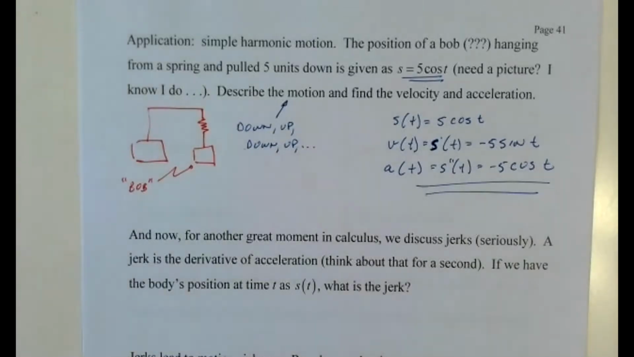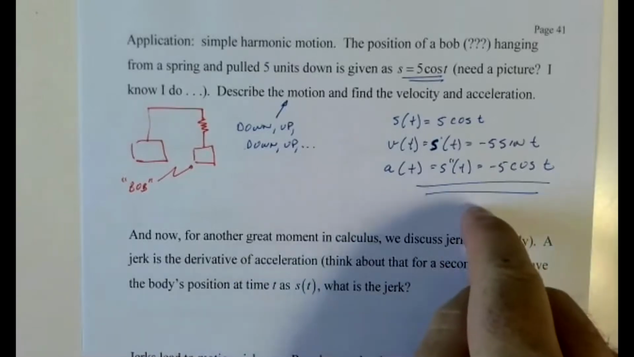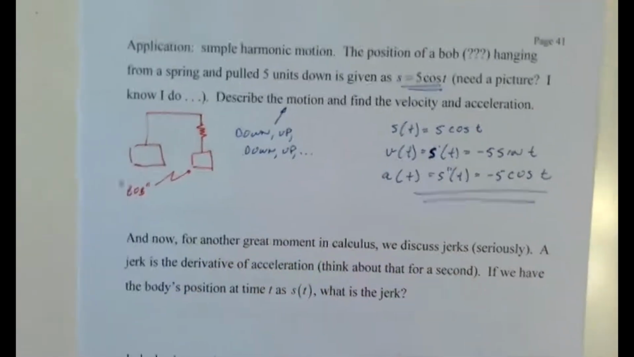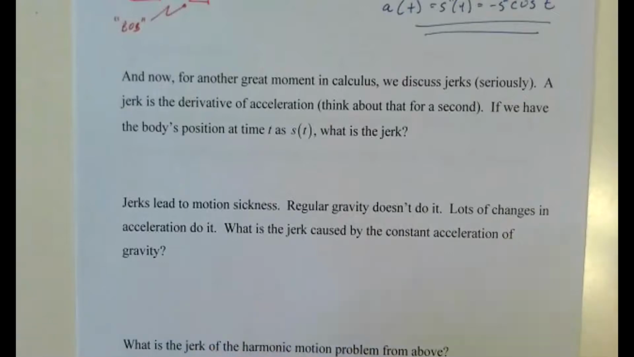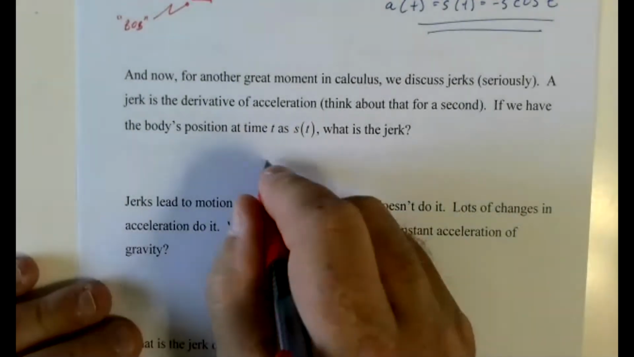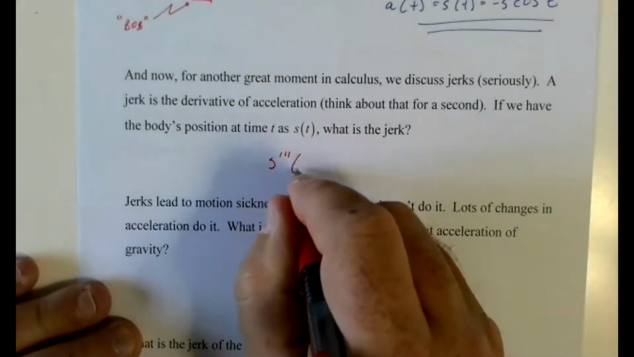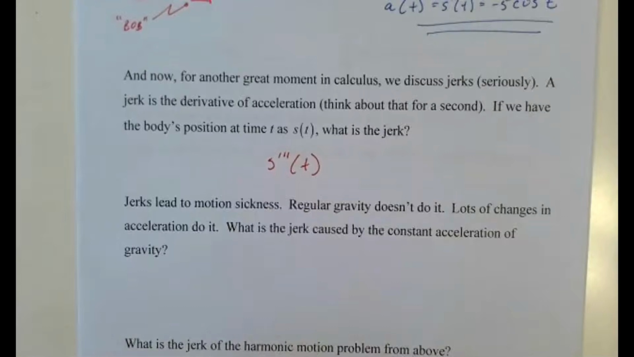And for another great moment in calculus, we discussed jerks. No, seriously, that's what a jerk is. It's the third derivative up here. It's the derivative of acceleration. So the change in acceleration, the slope of the acceleration, right? The jerk is going to be s triple prime of t. This is what causes motion sickness.